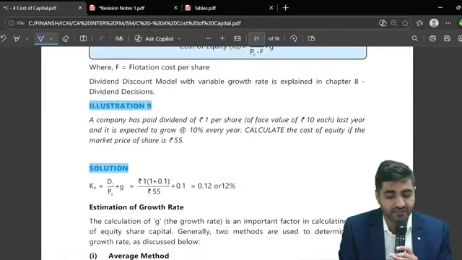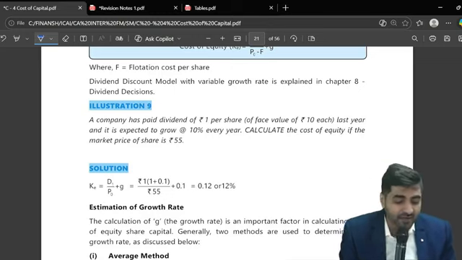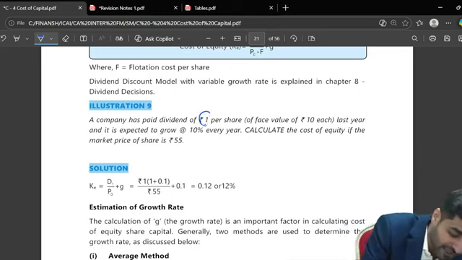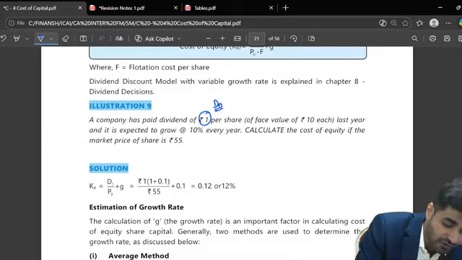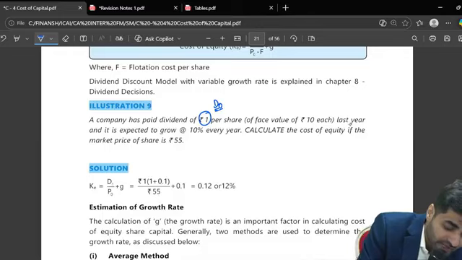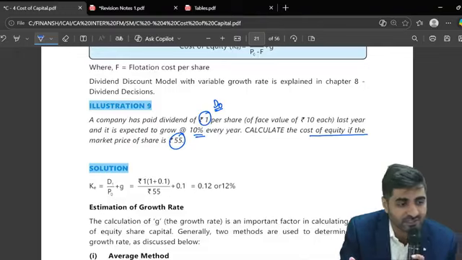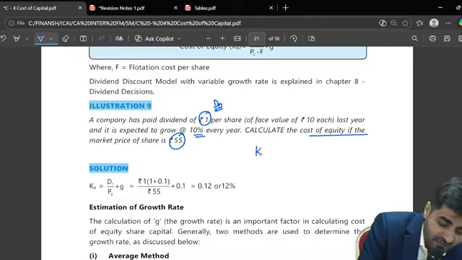Come to illustration 9. Now what is given to you? A company has paid a dividend of rupee 1 per share. Can I say this is nothing but D0? This is dividend per share, which is nothing but D0, last year and is expected to grow at 10%. Calculate the cost of equity if the market price is 55. Can I say there is a single growth rate given to you and the dividends are growing at a constant rate of what percentage? 10%. Can you please give me what's the KE formula?